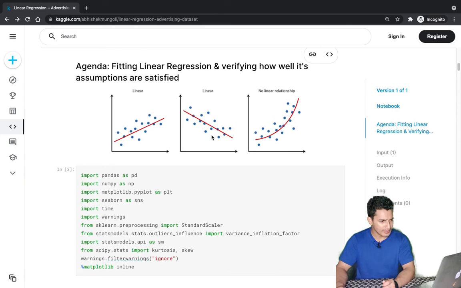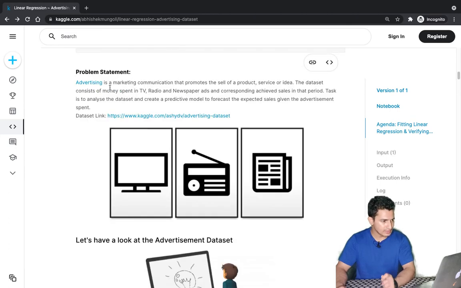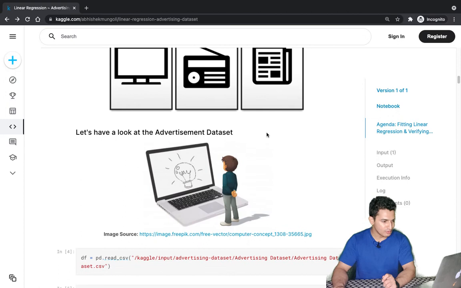This is the property of linear regression where it can model linear relationships. And this is the advertising dataset. Advertising is a marketing communication to promote the sale of a product. In this dataset, the advertising consists of money spent on TV, radio and newspaper ads and the corresponding achieved sales in that period. So given the money spent on TV ads, radio ads and newspaper ads, the job is to predict the sales.